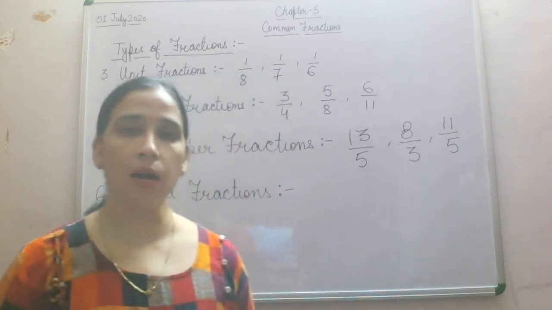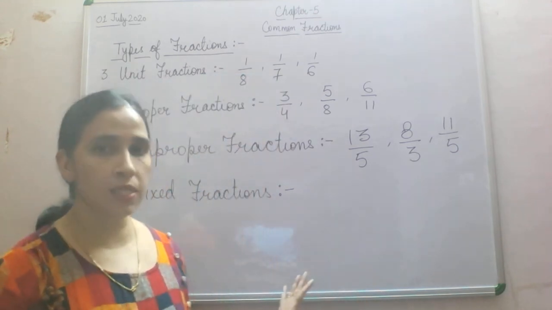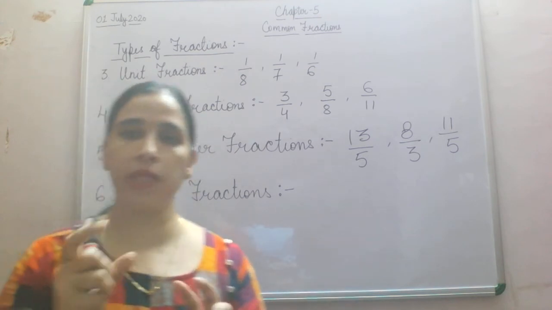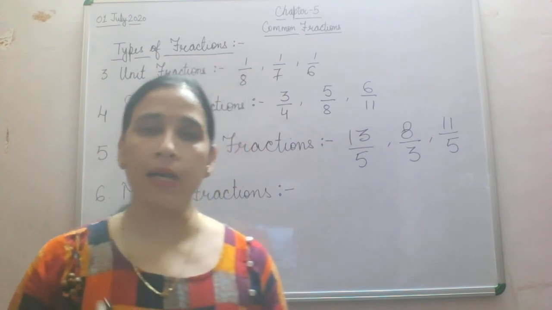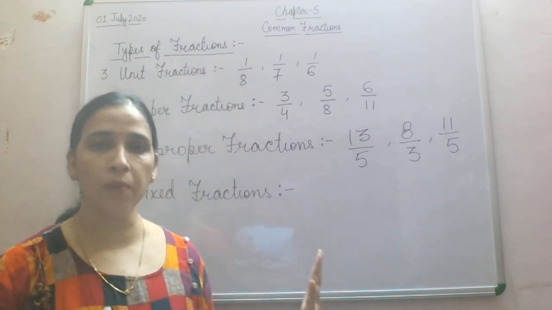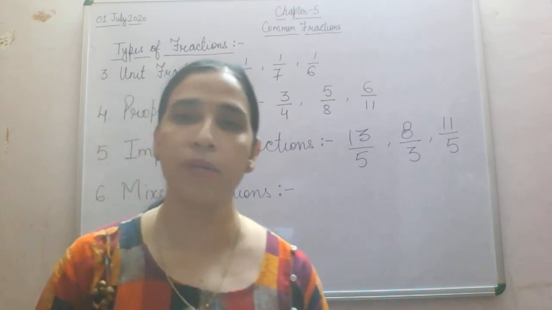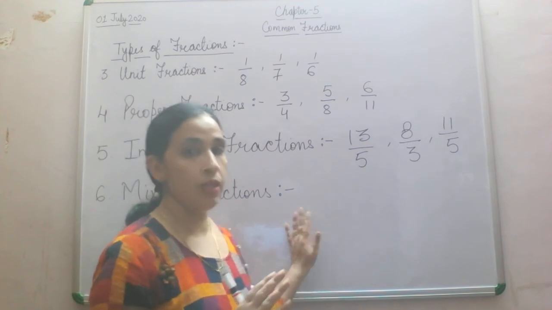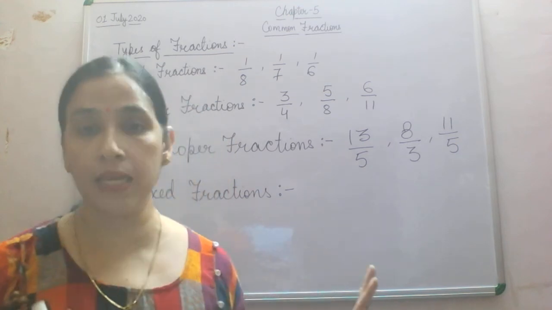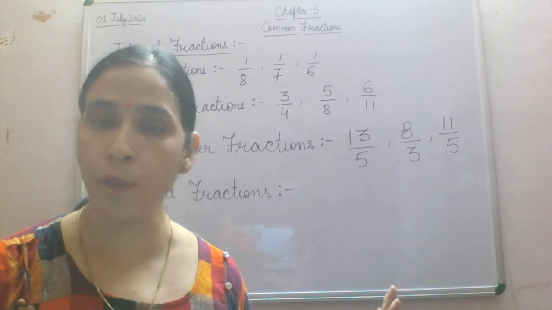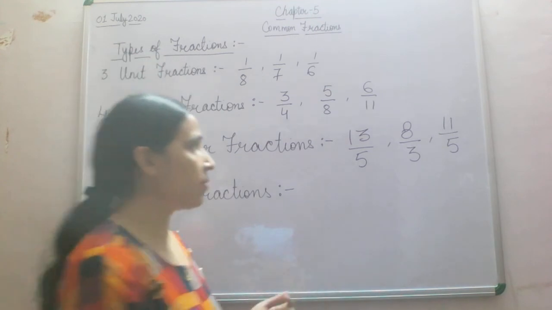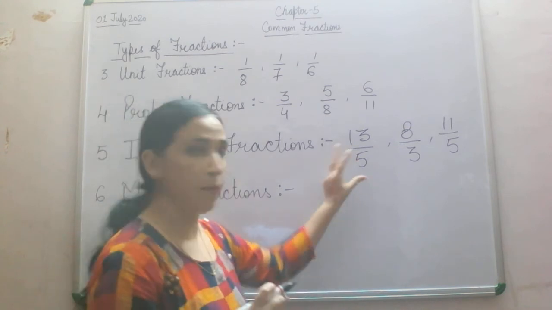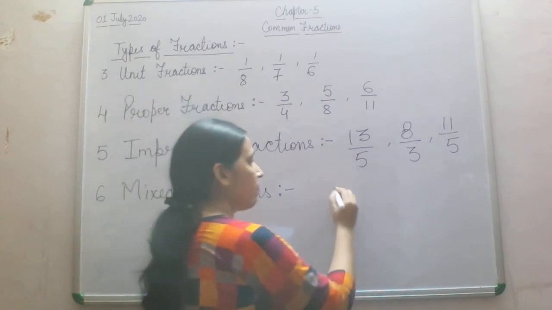Mixed fractions are those fractions which are written in the form of a whole number together with a proper fraction. Sometimes we call a mixed fraction a mixed number also. So how do we write these mixed fractions? Because a mixed fraction contains two parts, one is the whole part and the other is a proper fraction. Now for example we will take an improper fraction, like 13 by 5 that we have taken.